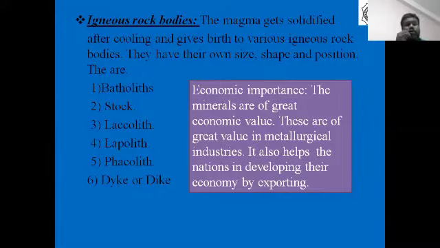Number three, laccolith. Laccoliths are other huge masses of igneous rock that have been formed between horizontally or slightly tilted layers of sedimentary rocks. Next type is lapolith. This is a saucer-shaped solidification of magma and is generally found in South America.